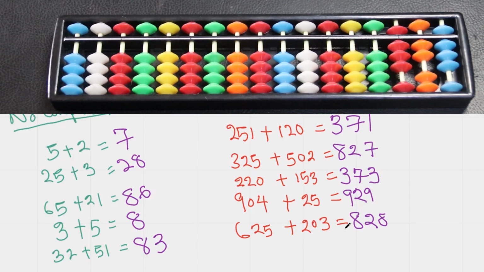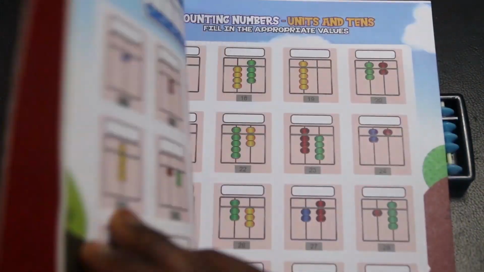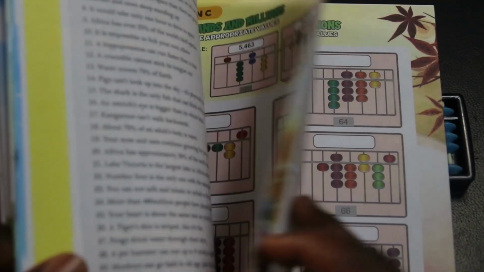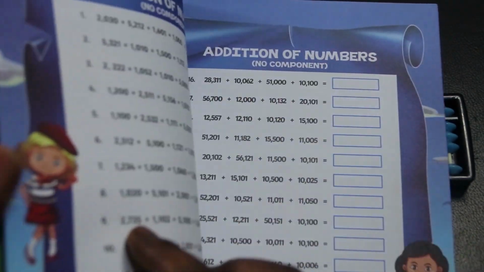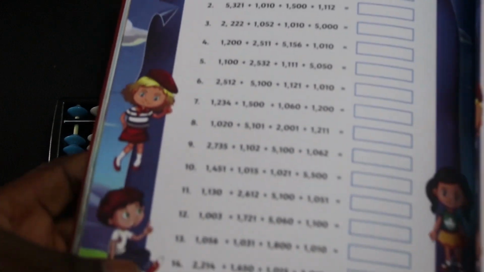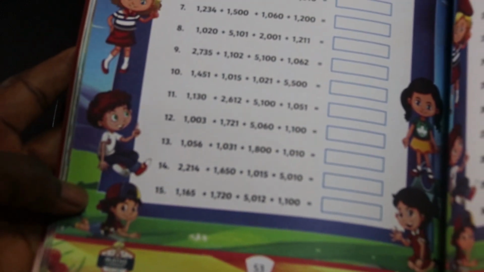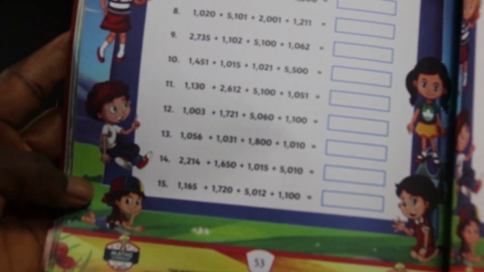What I want to do is I want us to go to the workbook. If you have your workbook, you can flip to the page where we have addition of numbers, the no component numbers. So here we have it. I'll be taking some exercises here. If you are there together with me, you can follow. So this is page 53, and then we can do this together using the abacus.